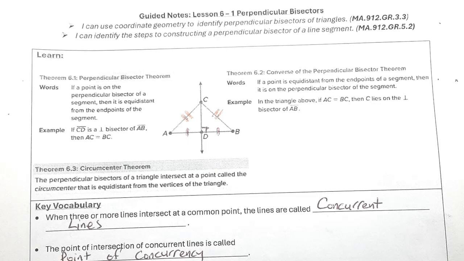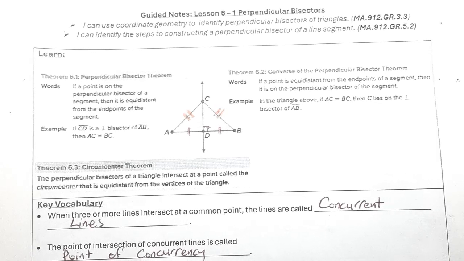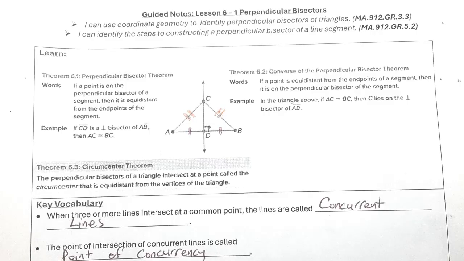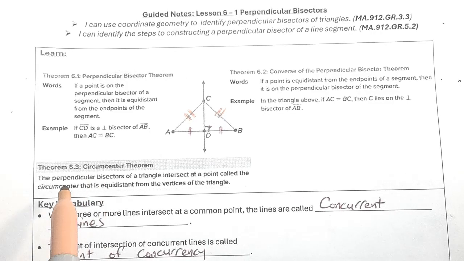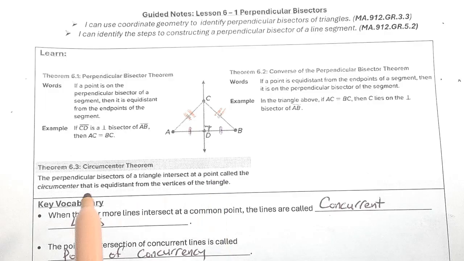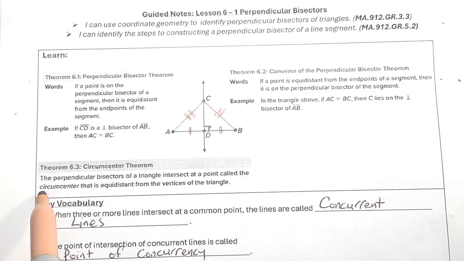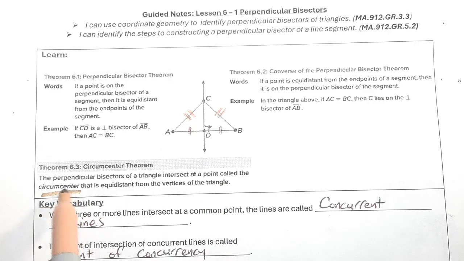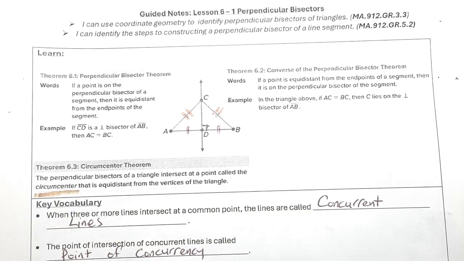All right, and then below, let's see. I have my highlighter, that's okay. All right, so circumcenter theorem. The perpendicular bisectors of a triangle intersect at a point called the circumcenter. I'm just going to go below it because I'm afraid it's going to cover up the word if I highlight it. That is equidistant from the vertices of the triangle.